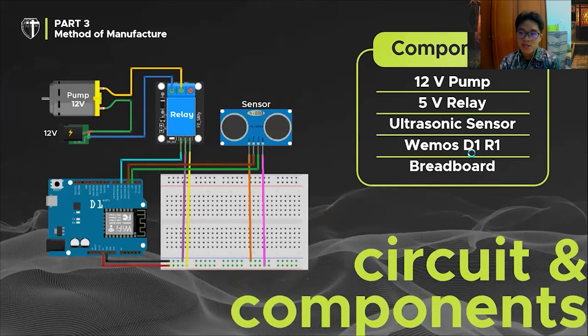These are the circuit diagram and electrical components of our project. We use 5 main components: a 12-volt pump, a 5-volt relay, an ultrasonic sensor, a Wemos D1 mini microcontroller, and a breadboard. The relay and the sensor are connected to the microcontroller, while the 12-volt pump is connected to the relay, so it can be triggered.